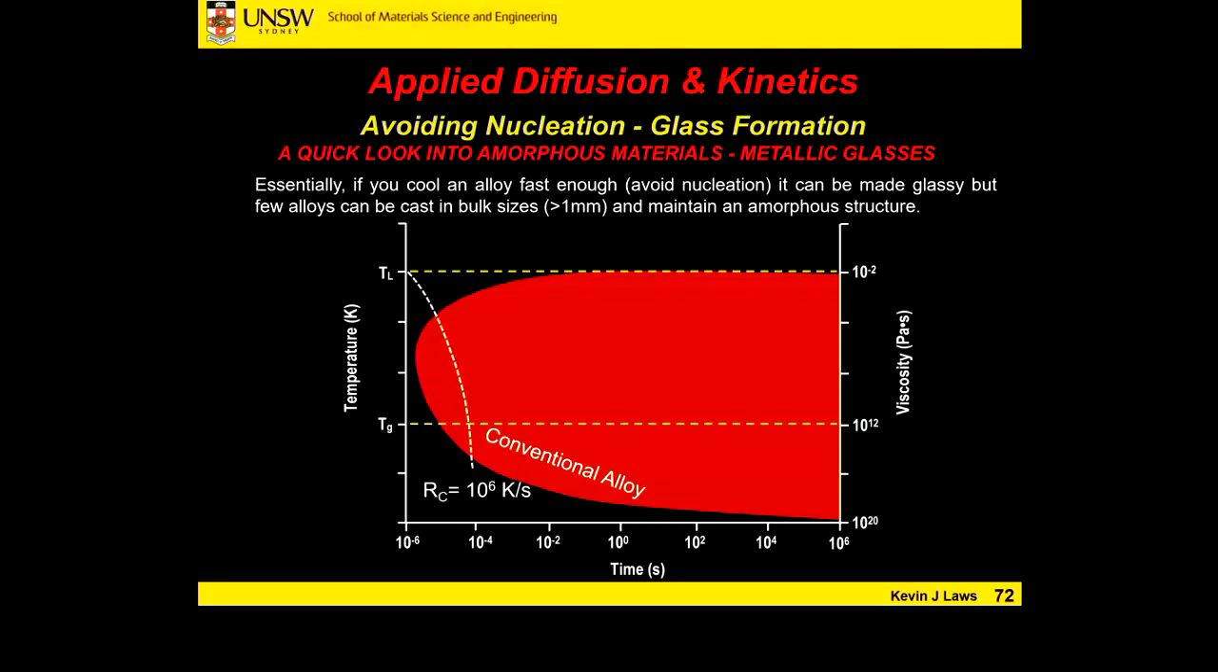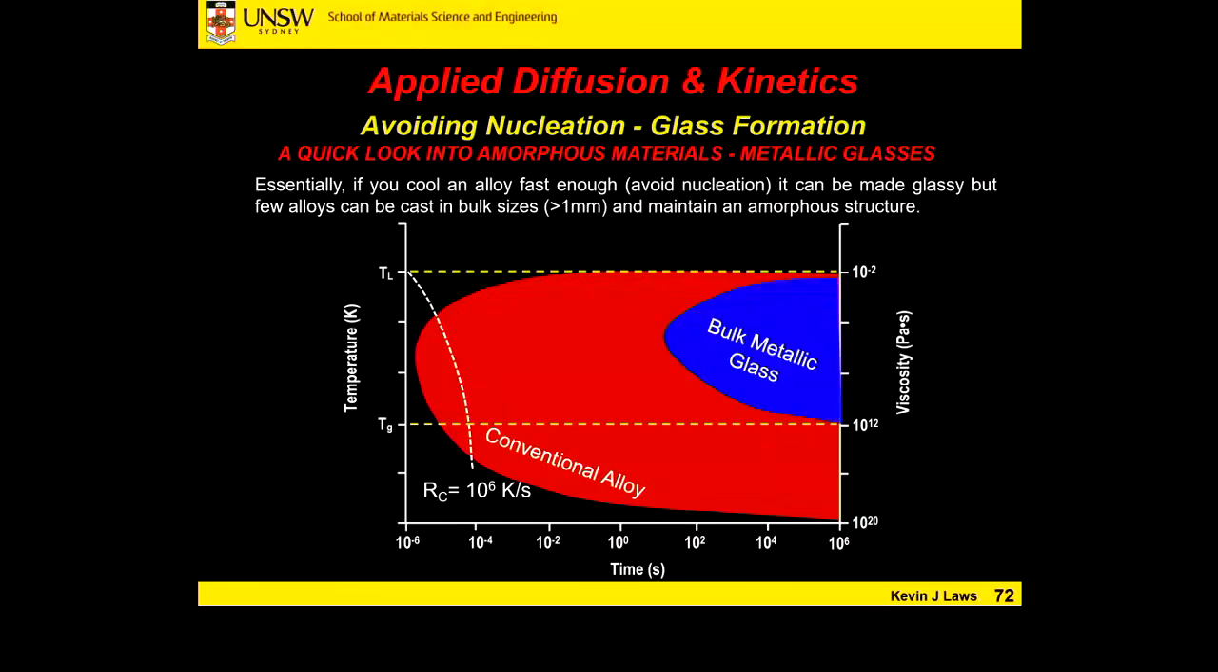So as we cool, at a cooling rate of 1,000,000 Kelvin per second, which is very, very fast, we're always going to essentially cross this line and start to crystallize. We can see here that this part of the line is very, very close to the melting point. Yeah?